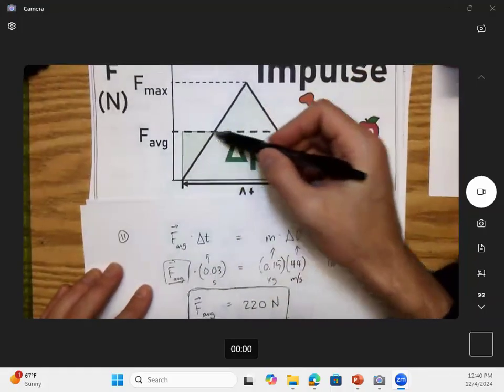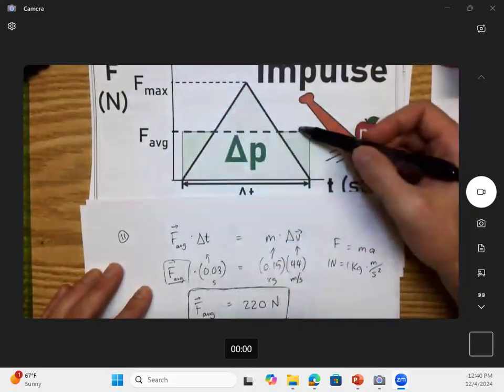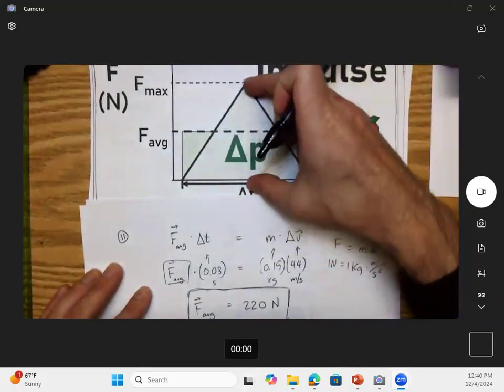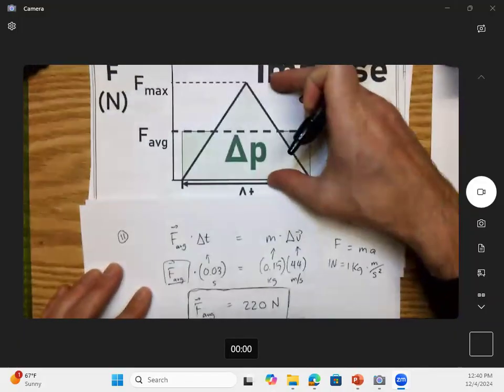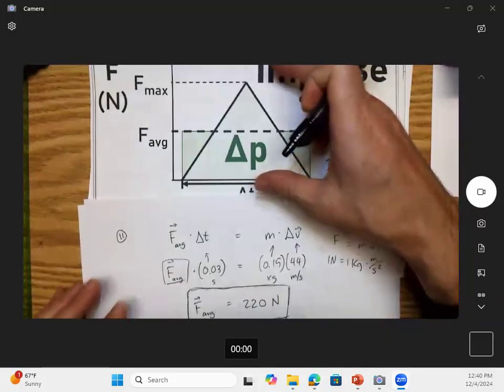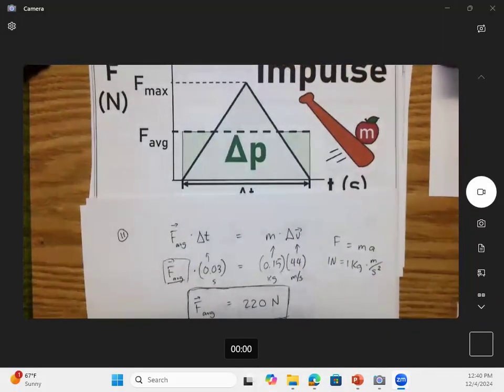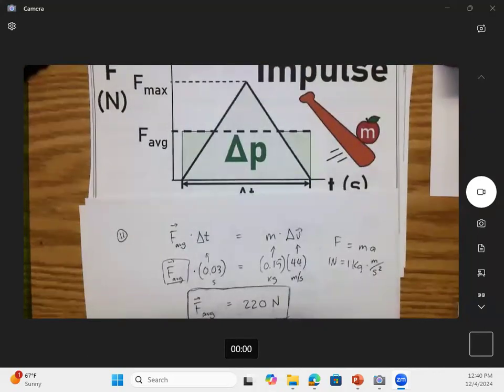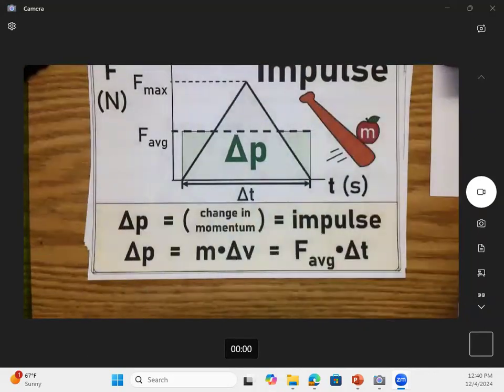So if the average force right here is 220 newtons, do you guys see what the maximum force probably is during that collision? Which would be how much? 440 newtons. You guys see that? Right? So, yeah, that's why I think this baseball is going to bust apart. Okay. You guys get that? All right. Everybody good with 10 and 11?